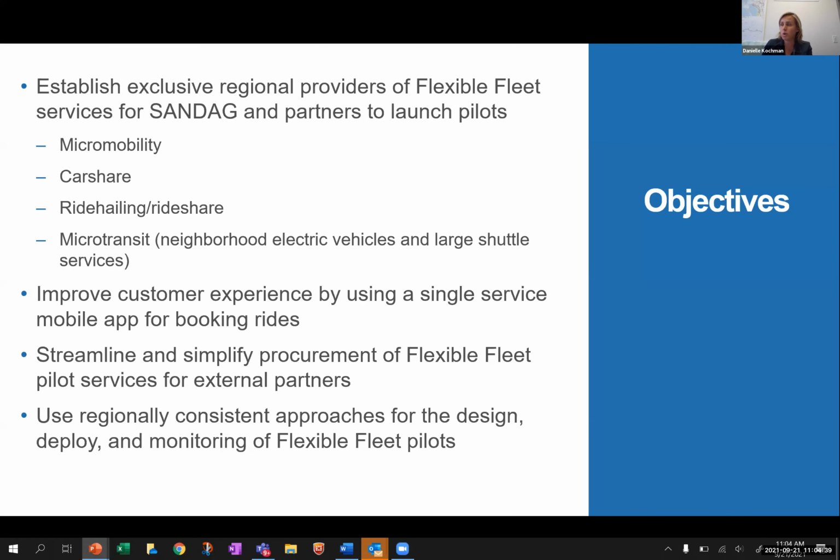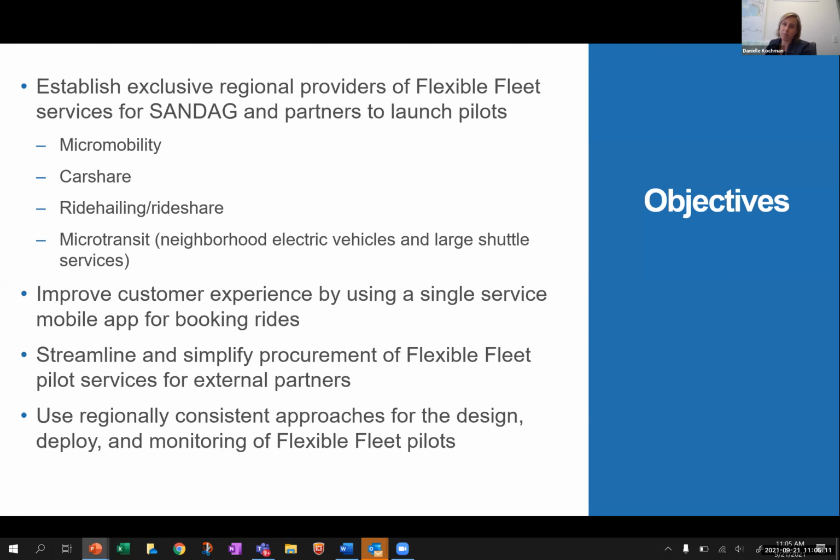And we have learned from our previous pilots that it really is important to have great partners at the table as we try to launch these new types of services and learn lessons about what works and what doesn't work. And for those of you that are familiar with, for example, our specialized transportation grant programs, any funding that's received through SANDAG or from the government has a lot of strings attached around how you do a procurement. There are a lot of federal requirements that you have to meet.